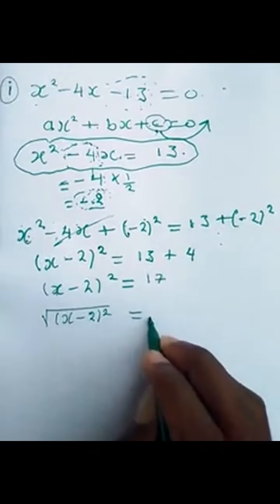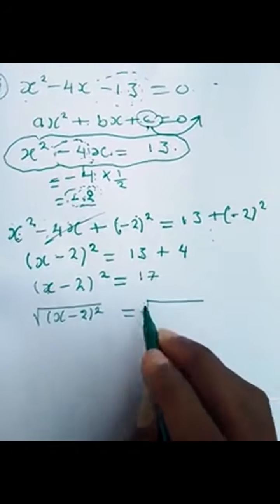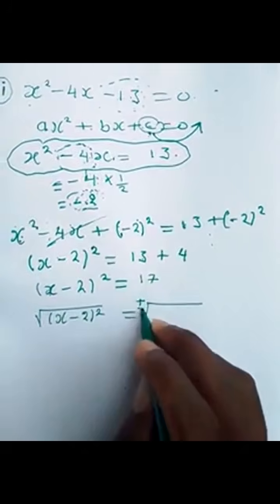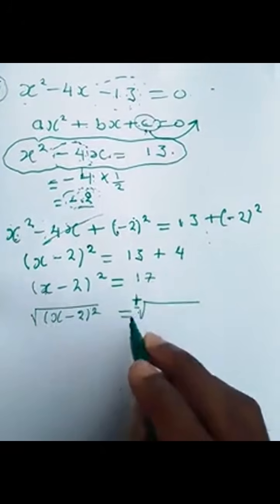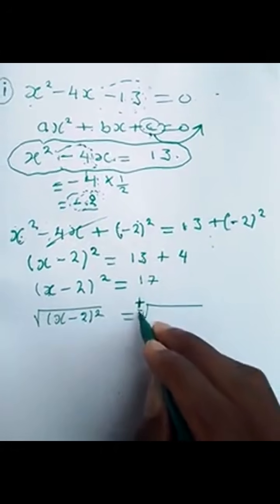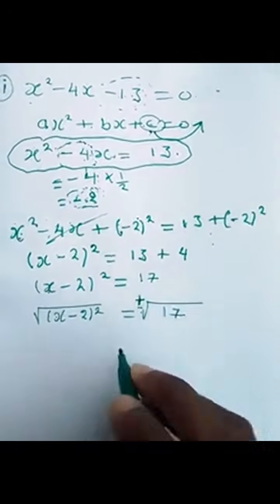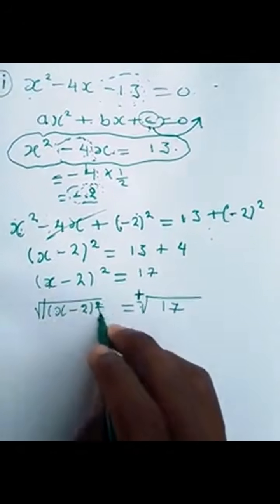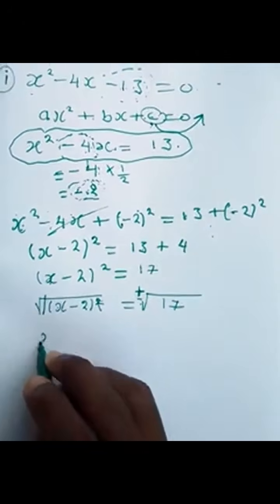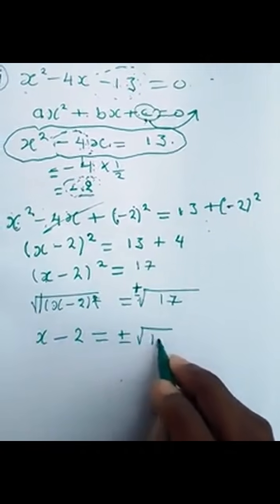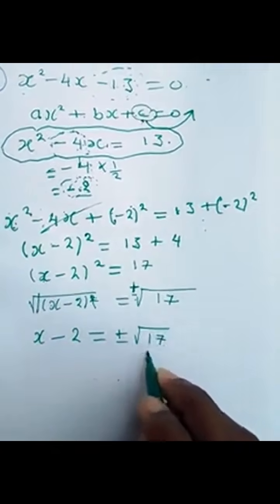Introduce the square root on both sides. Now, if you introduce a square root, you're going to end up with plus or minus. Whenever you introduce square roots on both sides, when you're solving for x, you also introduce plus or minus on the other side, so square root of 17, right? So this square root will cancel with the power 2, and I'll remain with x minus 2 plus or minus square root of 17.